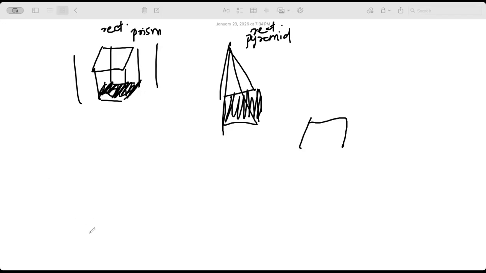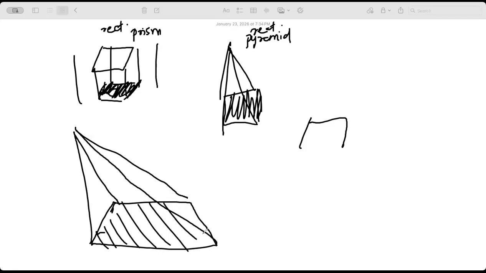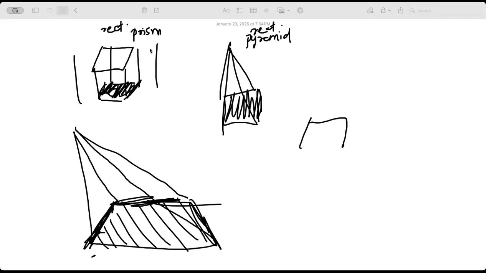Suppose I have something like this. You tell me, what is this object called? Who can tell me? Pyramid? What pyramid? Correct. Trapezoidal pyramid. Got it? So it's very easy to guess these 3D shapes provided you know how to guess them. It should be a pyramid or a prism. The starting point is your base. Any questions, guys?